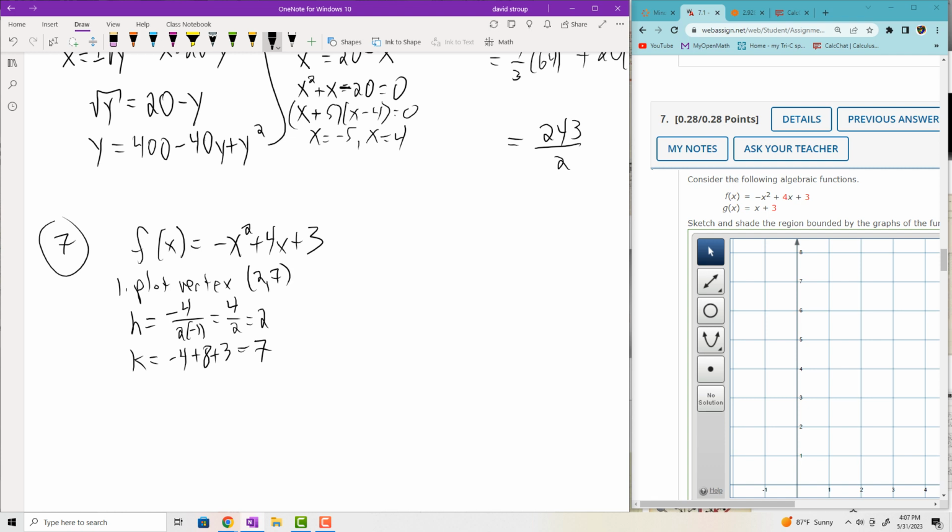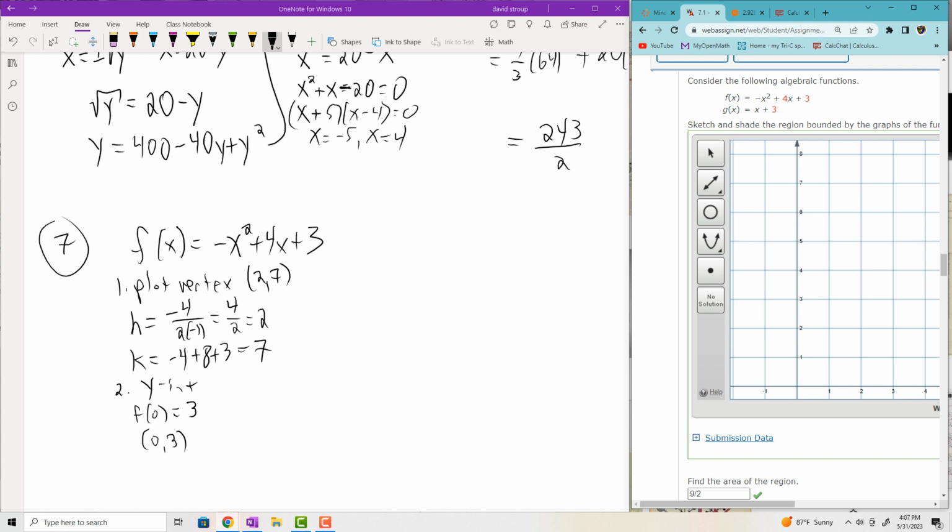And then just get another point. So some other point. We'll go for the y-intercept. So if you plug in 0, you get out 3. So I have 0, 3. If you went for the x-intercepts in this, you might have a little bit of trouble, right? Because it's going to be nasty. It doesn't have a nice integer intercept.